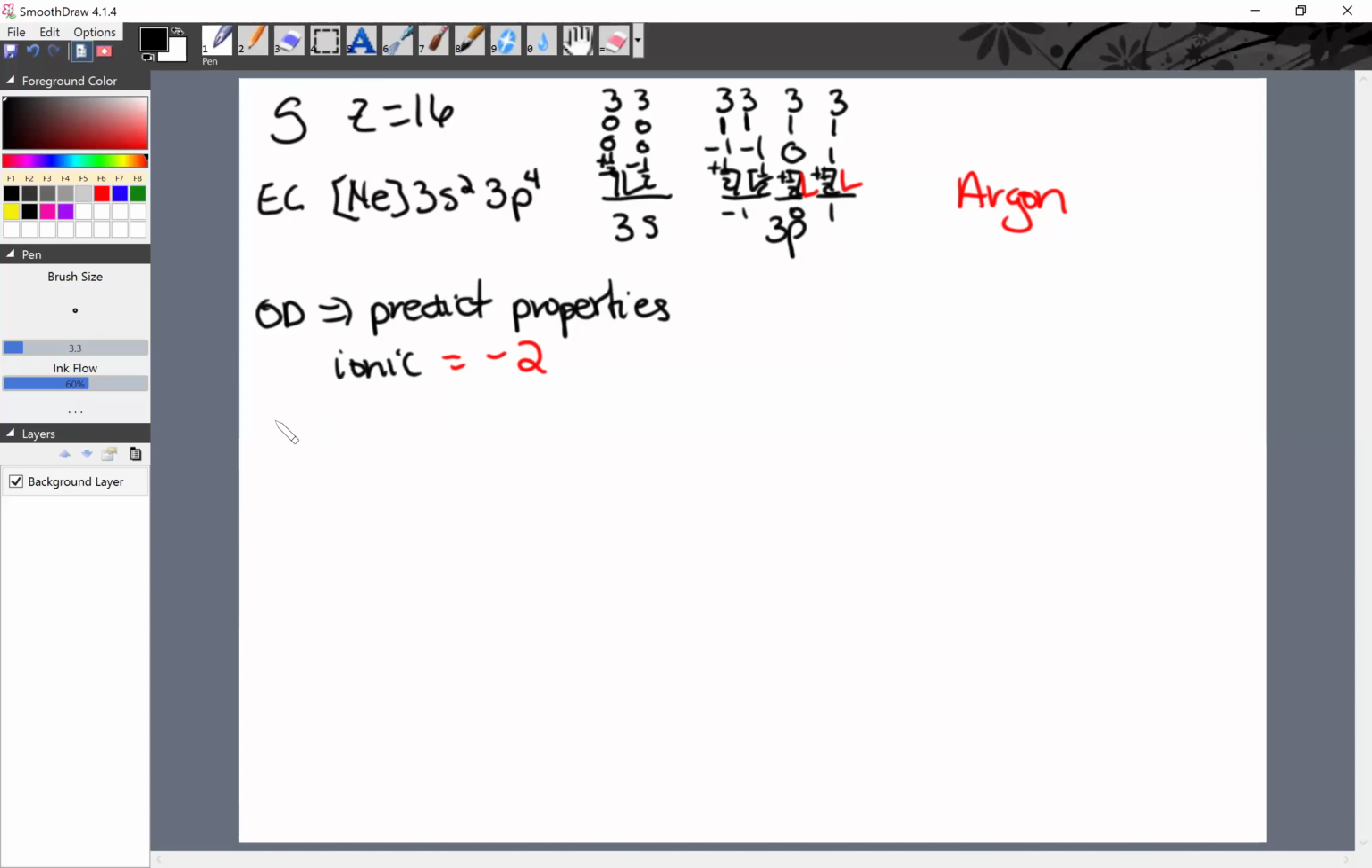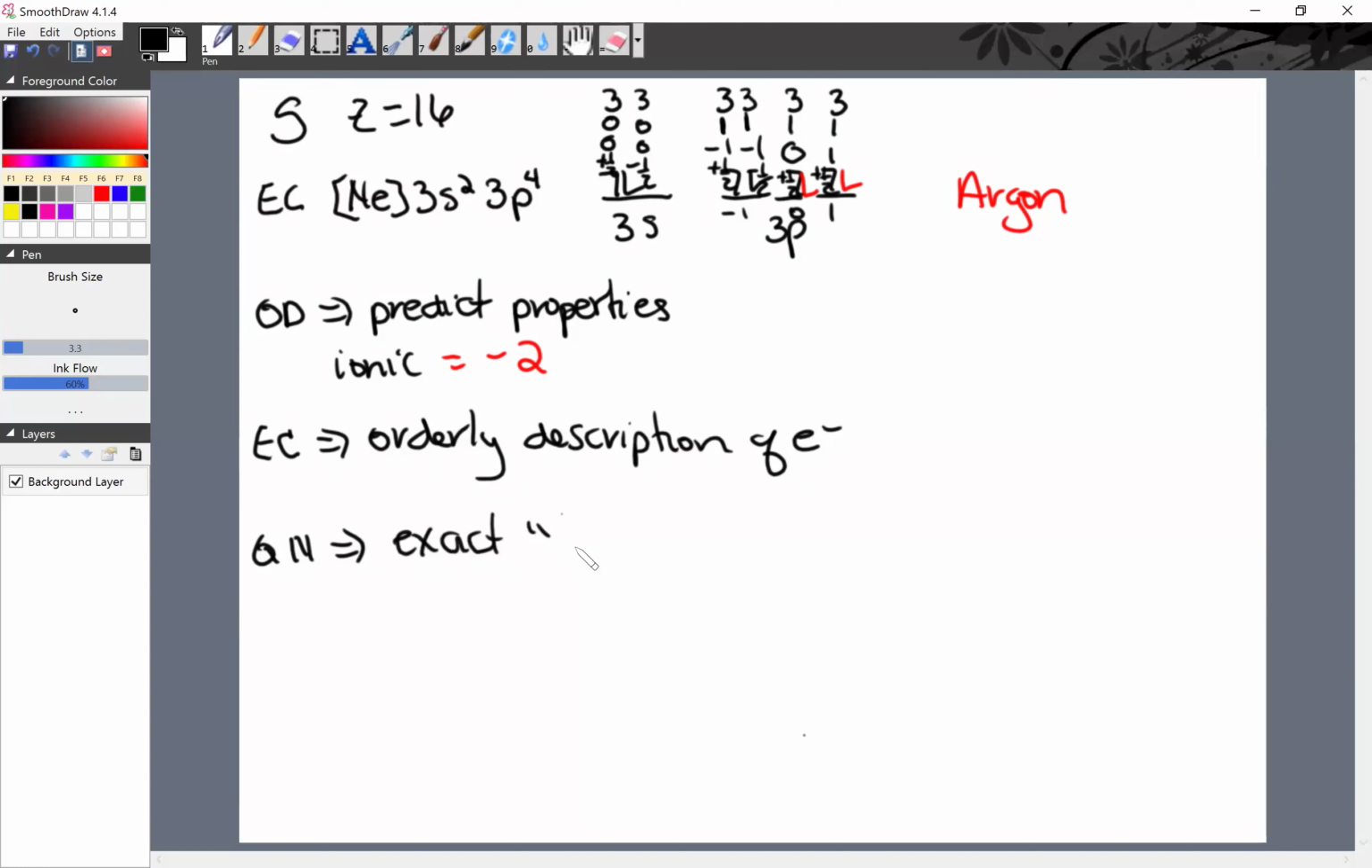All right, so electron configuration gives you, if you will, an orderly description of the electrons. Where the quantum numbers, they tell you exact location or coordinates. They each have their purpose.